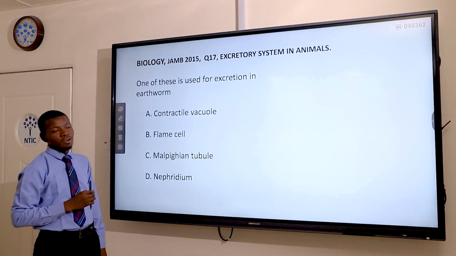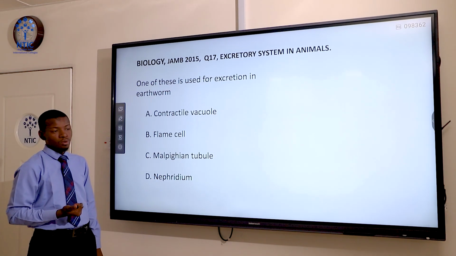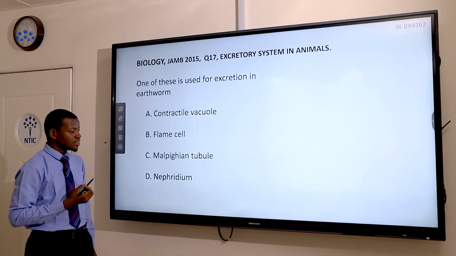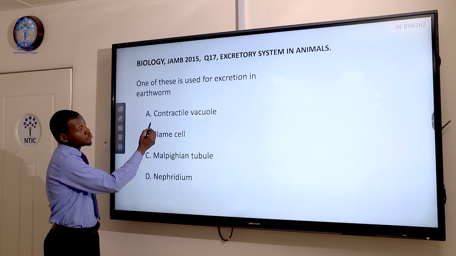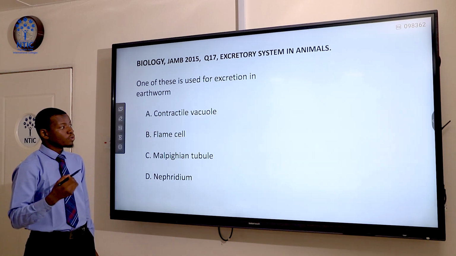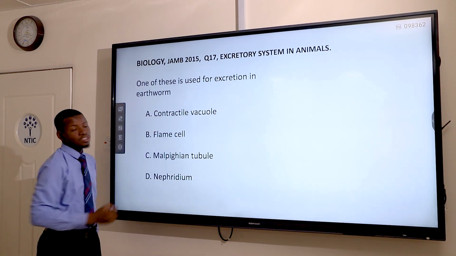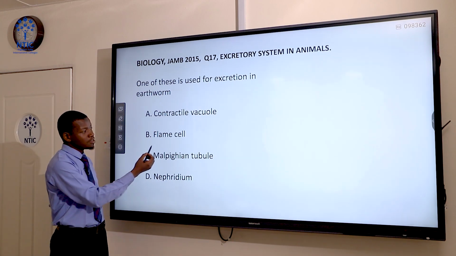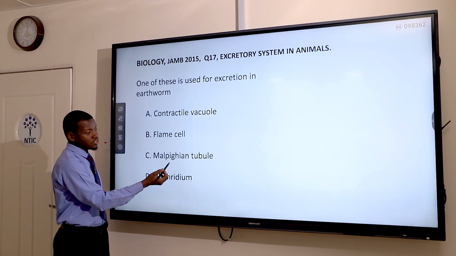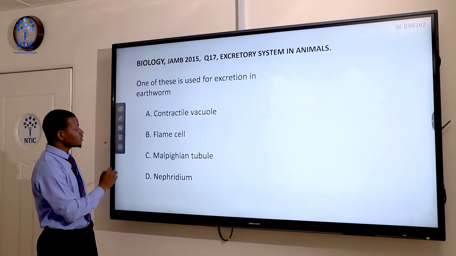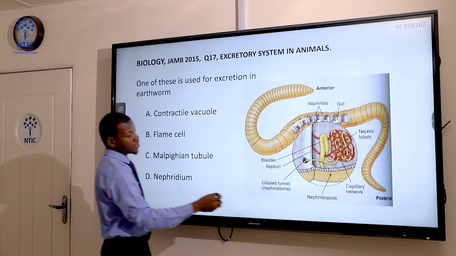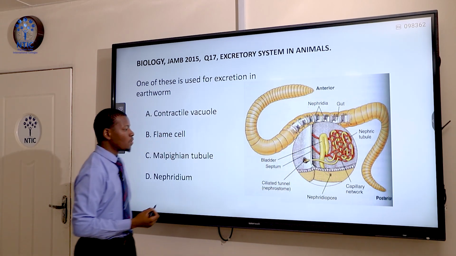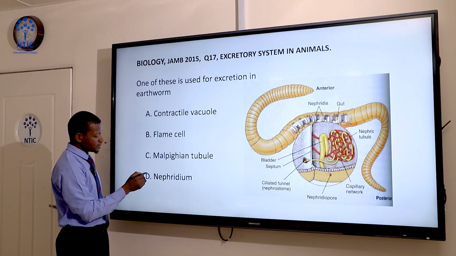Question 17. One of these is used for excretion in earthworm. A. Contractile vacuole, B. Flame cell, C. Malpighian tubule, and D. Nephridium. Unicellular organisms use contractile vacuole for excretion, and earthworm is not a unicellular organism. Flame cell is used by flatworms or platyhelminthes in excretion, while Malpighian tubule is used by insects. The correct answer here is nephridium. Now this is the body of an earthworm, and this is the nephridia. It is used for excretion. So the correct answer here is D.